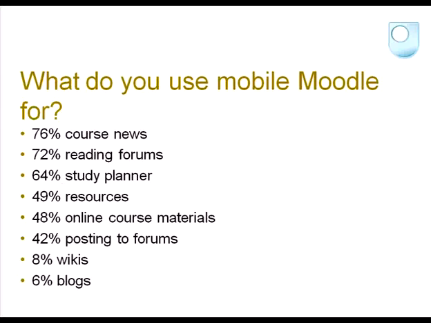So, what did people use the mobile interface for? 76% looked at course news, 72% reading forums, and of the people, 42% actually participated in forums, so they posted messages to forums. 64% looked at their study planner, and then you had various others that were below 50%. So once you get into more involved learning activities, things like resources, looking at the OU's online course materials, they were just under 50%.